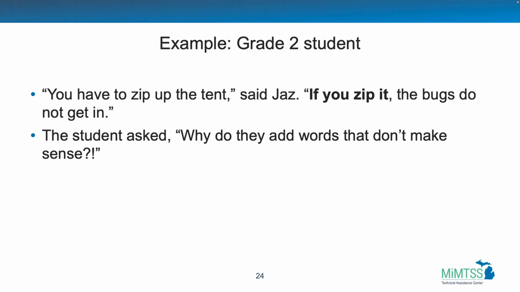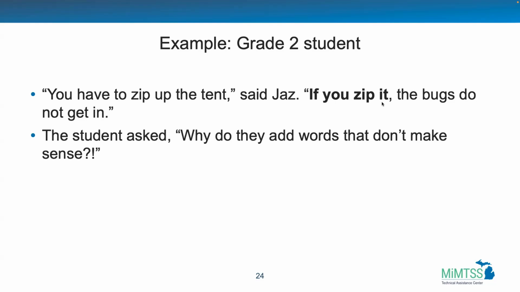Here on this slide is an example of a student who read some decodable text. The excerpt from the passage said, "You have to zip up the tent," said Jazz. "If you zip it, the bugs do not get in." And this student, after she read that sentence, decoded it perfectly, but then said, "Why do they add words that don't make sense?" And so this student really needed help to connect the pronoun it to the referent tent.